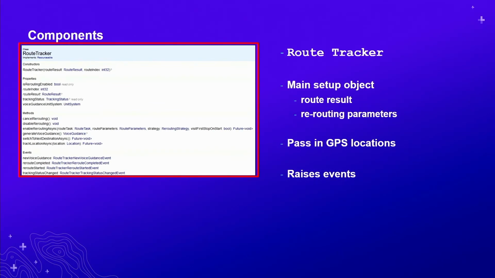First, we have the route tracker. This is the main setup object. You pass a route result object into its constructor when you create it. And there's a method on here to set the parameters for rerouting, which we talked about when I was showing you the demo. The route tracker object is also where the GPS points are passed into, and it's also what raises the events, which we'll look at in a few moments.